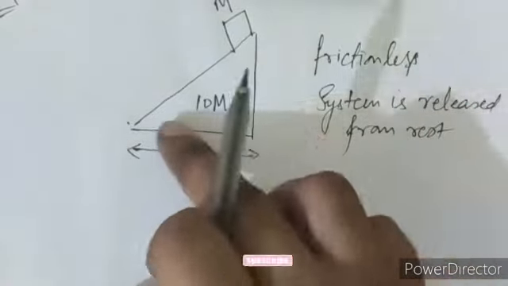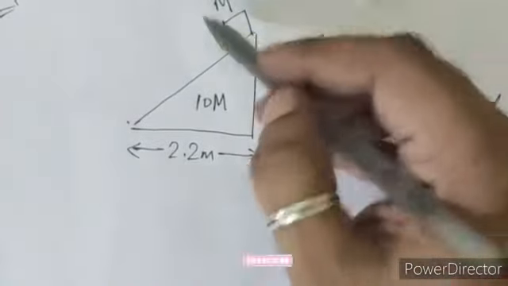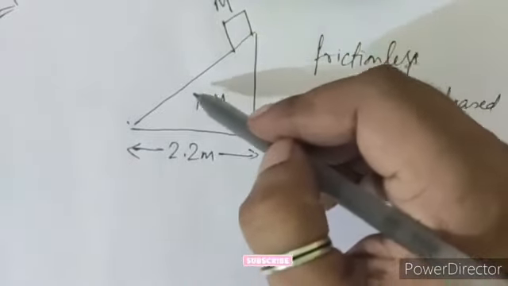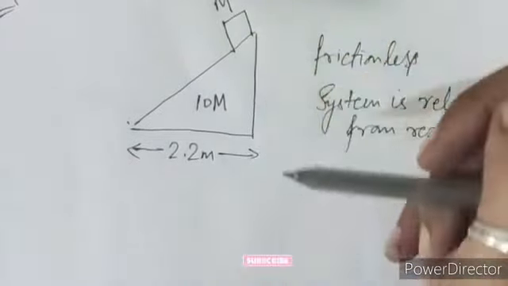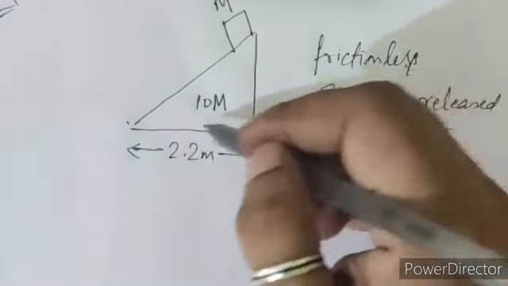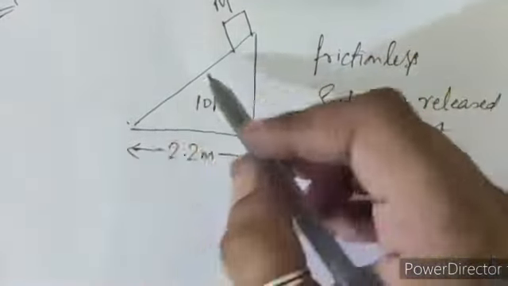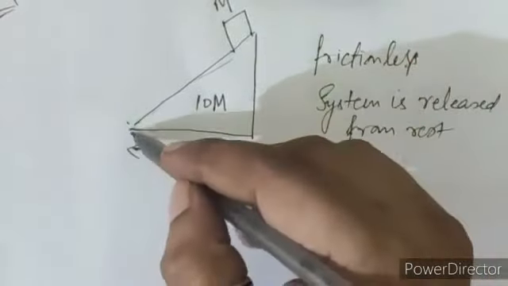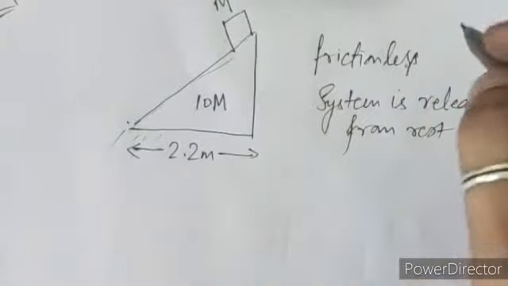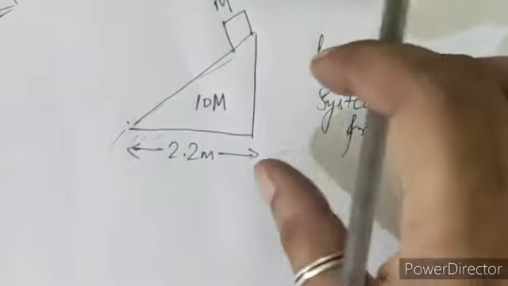So here you see a big block of mass 10m, and then you see a block of mass m which is placed on top of this block of 10m mass, and the length of the base of this bigger mass is 2.2 meter. All the surfaces, and the ground, are frictionless, so there is no friction. And now we want to release this system from rest.